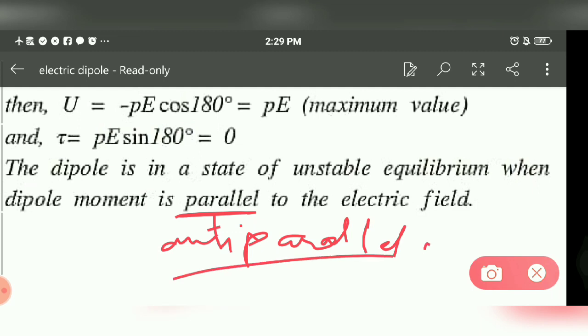So that's it. This is the complete topic of the electric dipole: its field at the axial point and equatorial point, and its behavior in a uniform electric field, like the torque acting on it, its potential energy, stable equilibrium and unstable equilibrium. That's it. In the next video, we cover further topics.